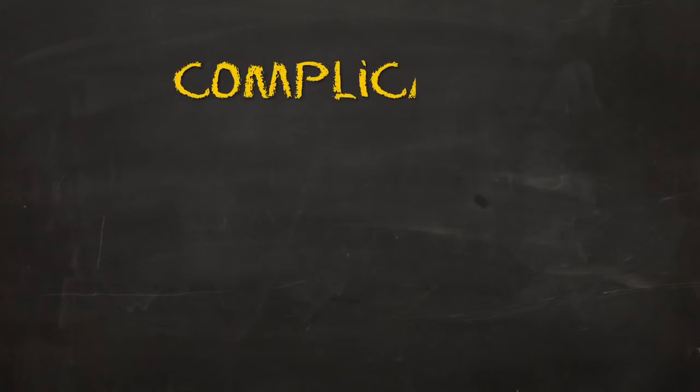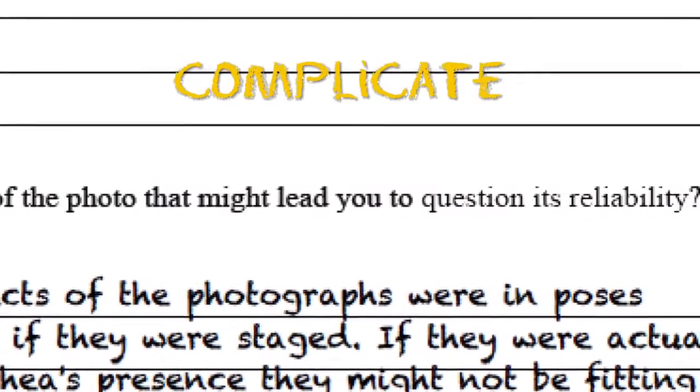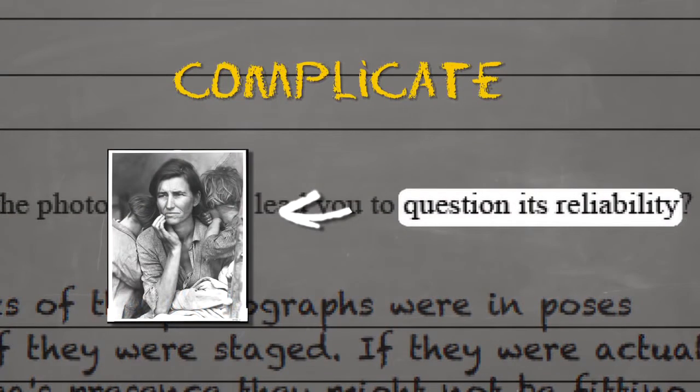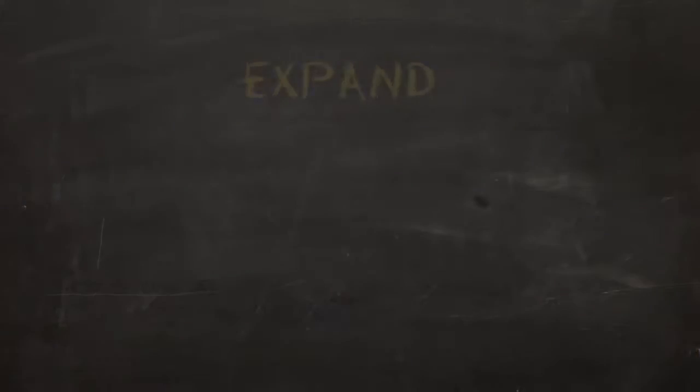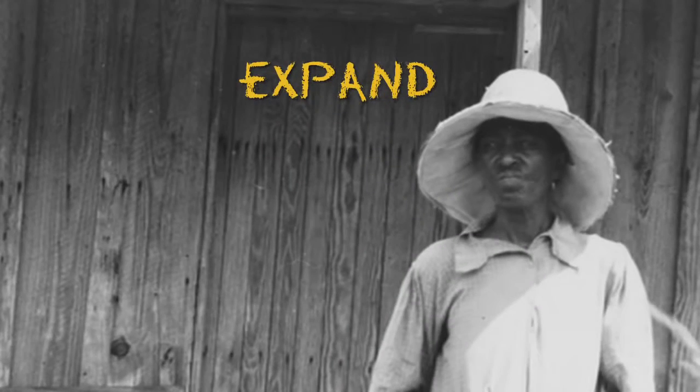OUTs that complicate provide students with evidence that disturbs the textbook's tidy narrative or reveals alternative interpretations. OUTs that expand address silences in the text. Who is absent from the narrative? What issues have been ignored?